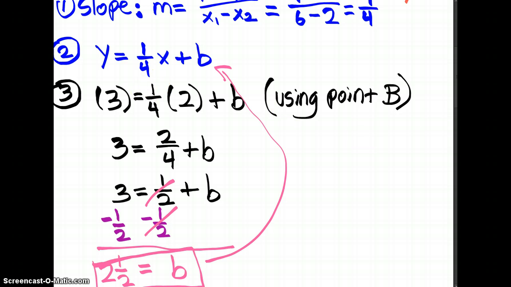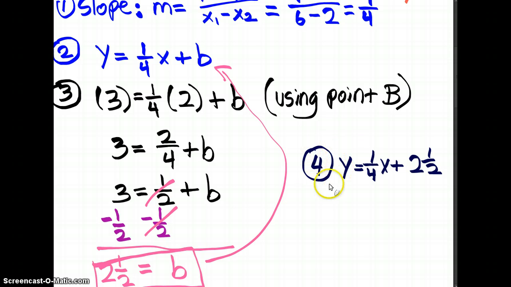So looking at what step 4 says to do, remember step 4 takes both step 2 and step 3 and puts them all together. So what we end up getting is y is equal to 1/4 x plus, and then we use what we found in step 3 for b. We found out that b was 2 and 1/2.